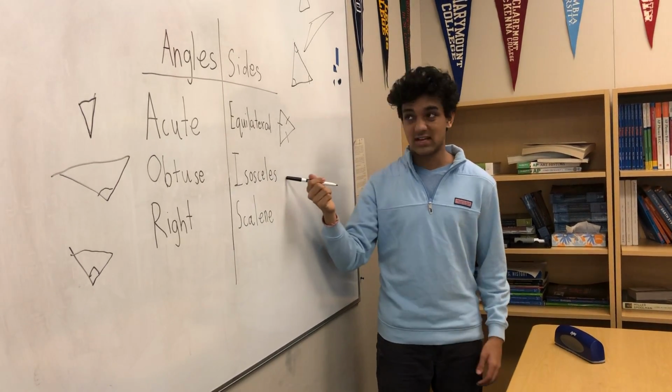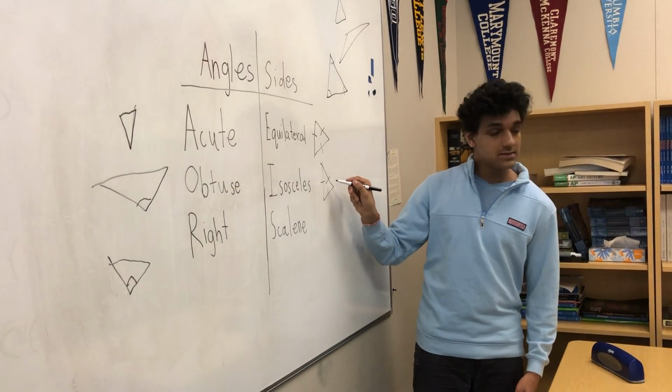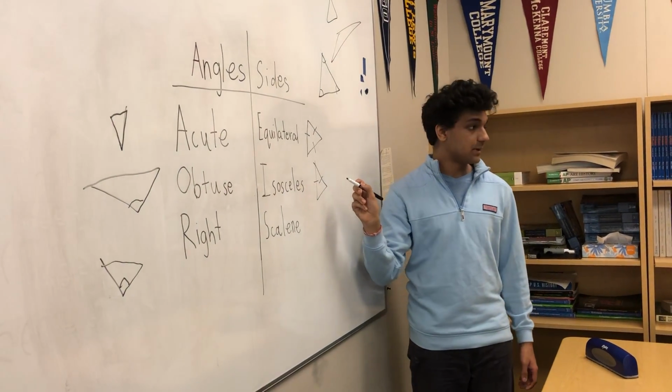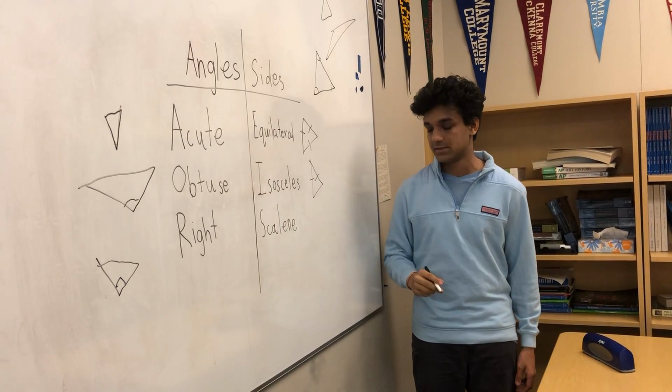Can anyone tell me what an isosceles triangle is? Kevin. It's when there are two sides that are the same. Exactly. And same thing, we have these two lines, but we only put them on two of the sides because only two of the sides are the same with an isosceles triangle.